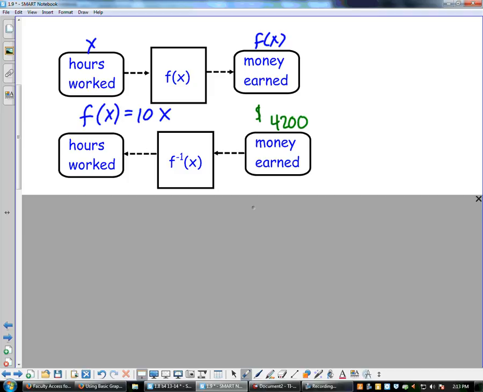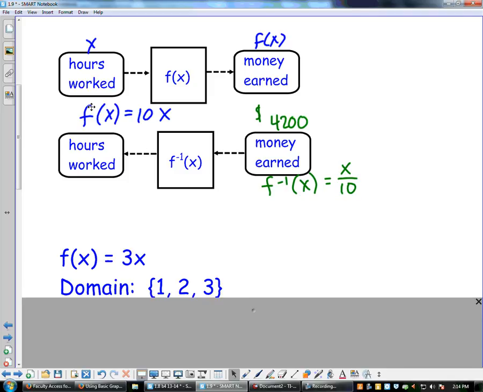We're looking for a function. So what do I have to do? If I enter some amount of money, like 4,200, what do I have to do to that to get the number of hours that Cole has to work to go to France? Divided by 10. So in other words, f inverse of x, in this case, is going to be, take the input value, which in this case is not hours worked, but the money that we want to earn, and divide it by 10. Do you understand that? Yes. All right, so if we enter $4,200 and divide by 10, how many hours does Cole have to work? 420 hours to go to France. All right?